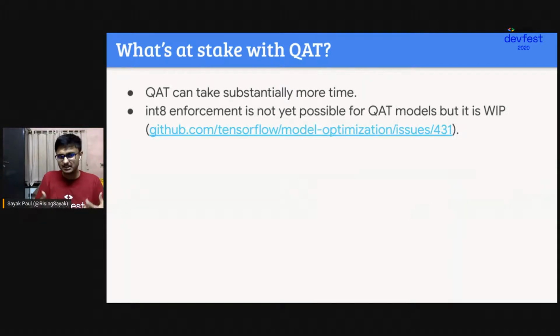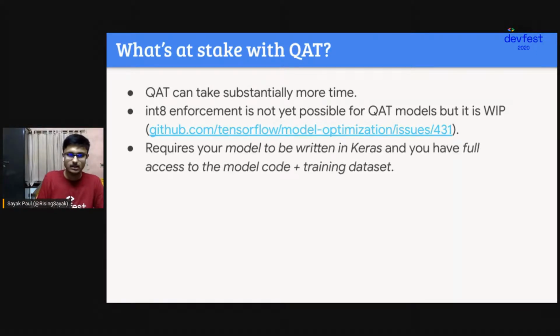And full integer enforcement might not yet be possible for QAT, and full integer enforcement is typically a criterion for accelerators like Coral and so on. But it's still a work in progress, and you can check out this issue thread to get yourself updated with the latest developments around enforcing full integer quantization constraints on a QAT model. And QAT also requires your model to be written entirely in Keras, and it assumes that you have access to your model, training code and training dataset, which may not be the case all the time.